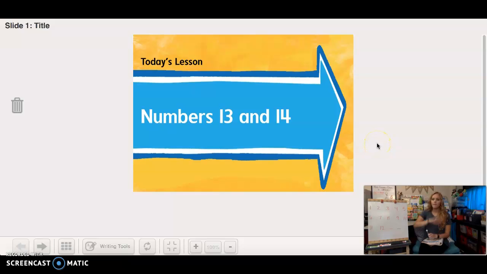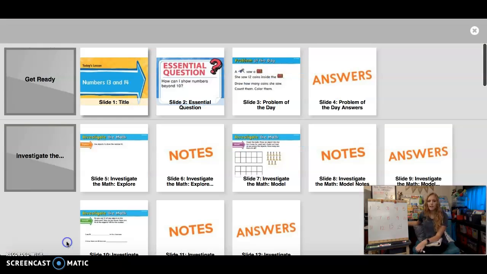Today we're going further in our numbers to numbers 13 and 14. So count with me and let's get up to those two numbers. Ready? 1, 2, 3, 4, 5, 6, 7, 8, 9, 10, 11, 12. After 12 is 13. And after 13 is 14. Ready? 13, 14. All right, so let's go into our problem of the day first.